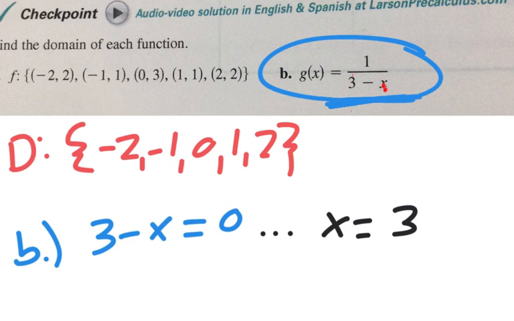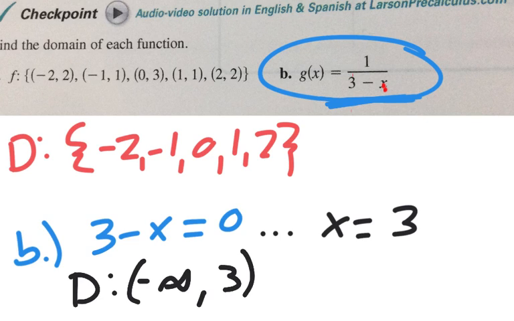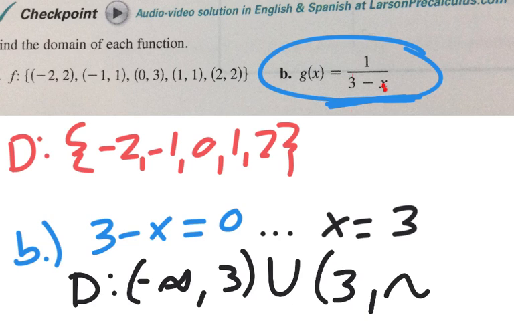So I have to make sure my domain cannot have 0 or cannot have 3 in it. So when I list my domain, I can have anything but 3. So it goes from negative infinity up until 3, but we don't include 3. And it goes on from 3 up until positive infinity.